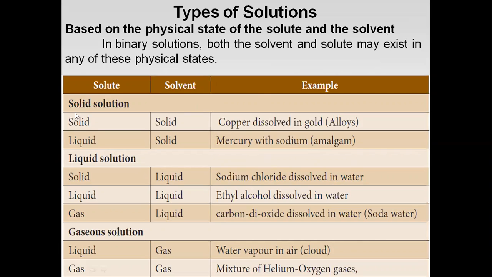For example, the first one is solid solutions. So solid plus solid. Copper is solid and gold is solid. So the copper is dissolved in gold. The next one is liquid and solid. For example, mercury is a liquid and sodium is a solid. So this combines to make a solution.